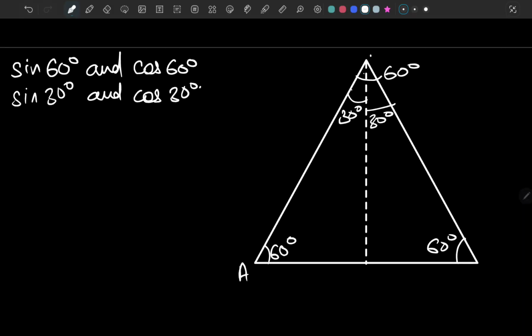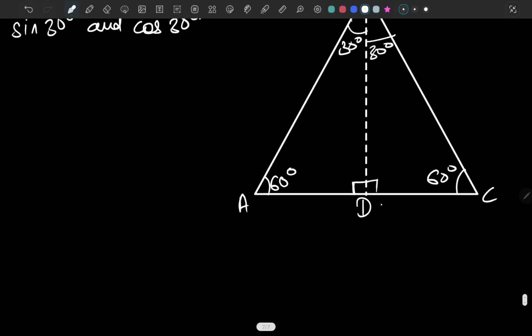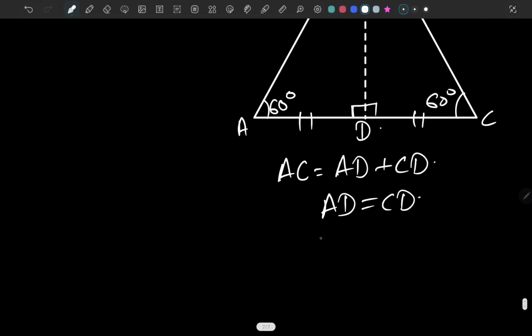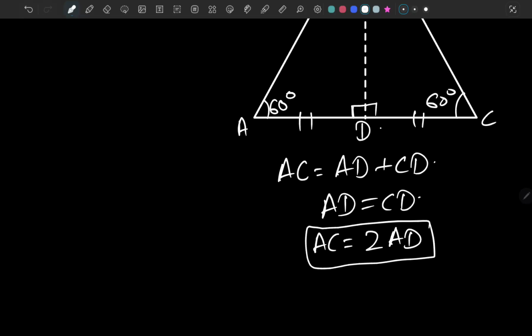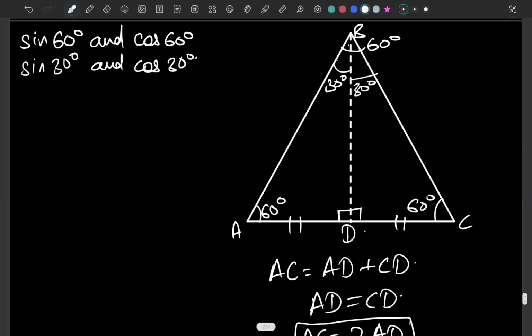So it's A, B, C, right? And let's consider this as D. Now we know that this is an angle bisector, so this is perpendicular, and also we know that these two sides are going to be equal. It means AC is going to be AD plus CD, and AD equals CD as well. So AC is going to be 2 times AD, right? We can just say that. It's not difficult to take a look at those things.